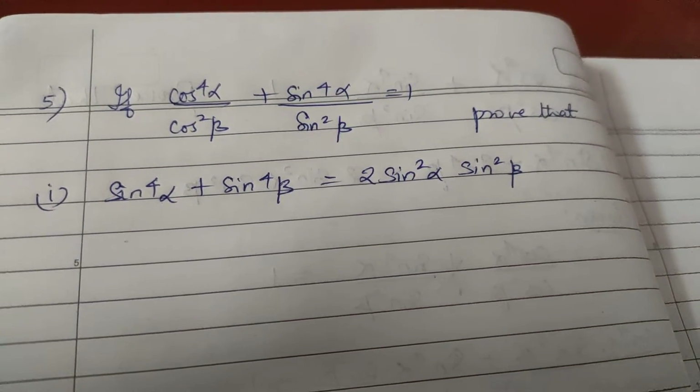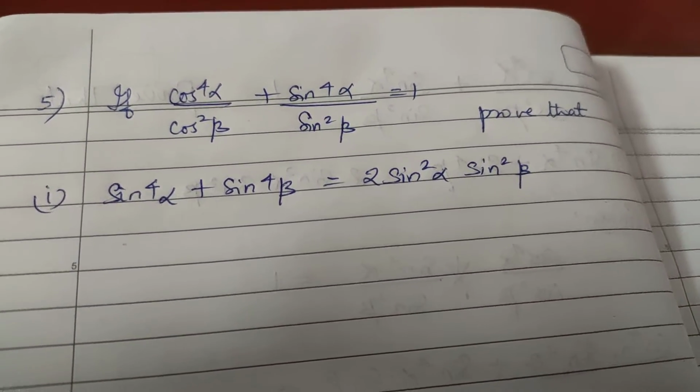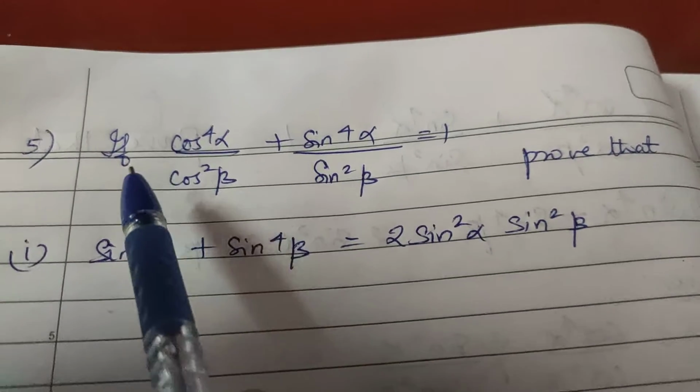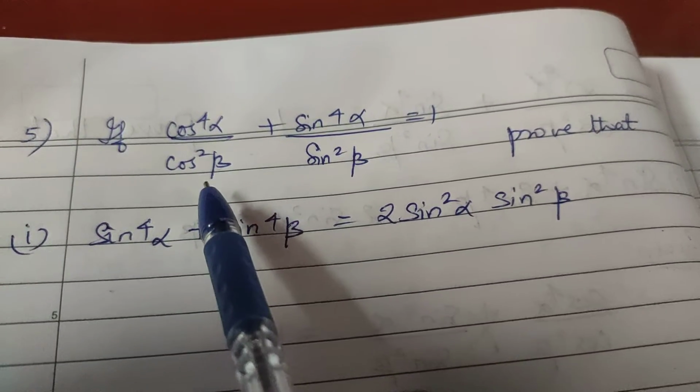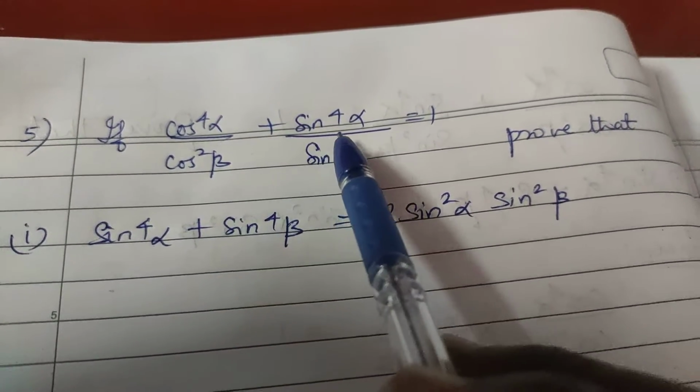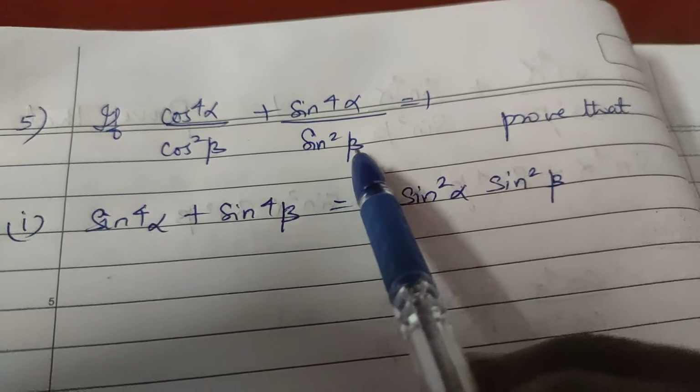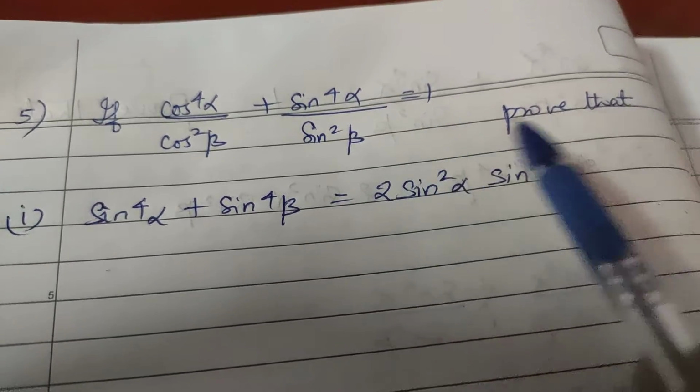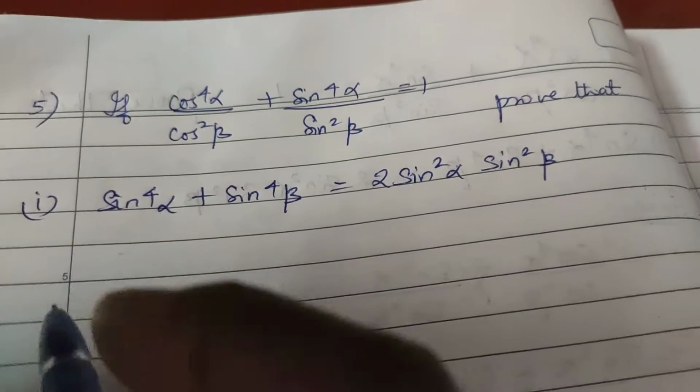Hari Om children, this is exercise number 3.1, sum number 5. If cos to the power 4 alpha divided by cos squared beta plus sin to the power 4 alpha divided by sin squared beta equal to 1, we have to prove this equation.